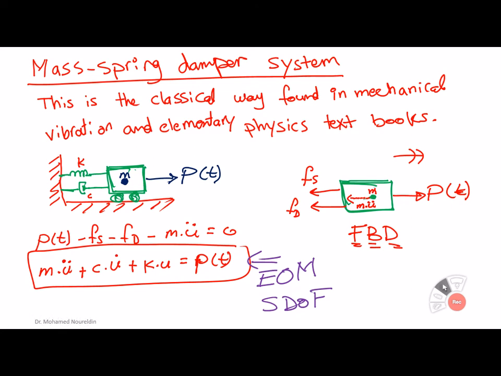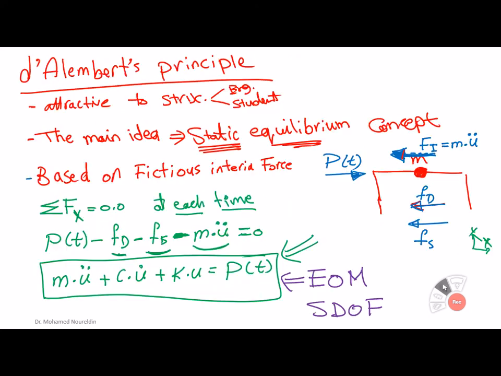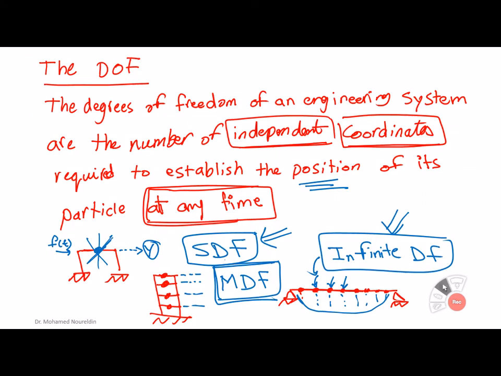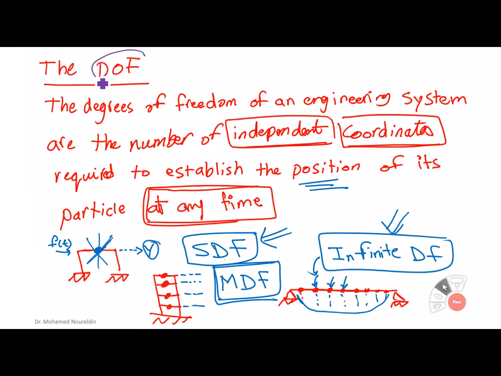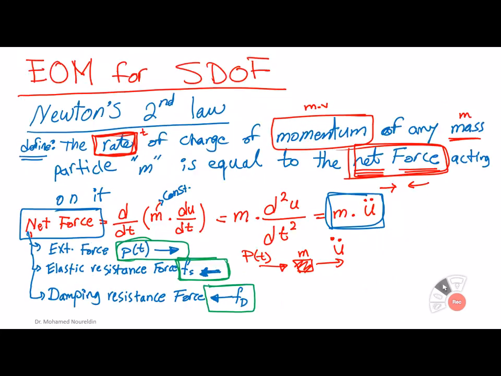So these are the different ways for obtaining the equation of motion. I think it is pretty straightforward for us now to recall and recap what I have explained in this video. First of all, I mentioned the meaning of the degree of freedom, and after that I mentioned the equation of motion of a single degree of freedom system, and we said that we have three different ways for obtaining it.